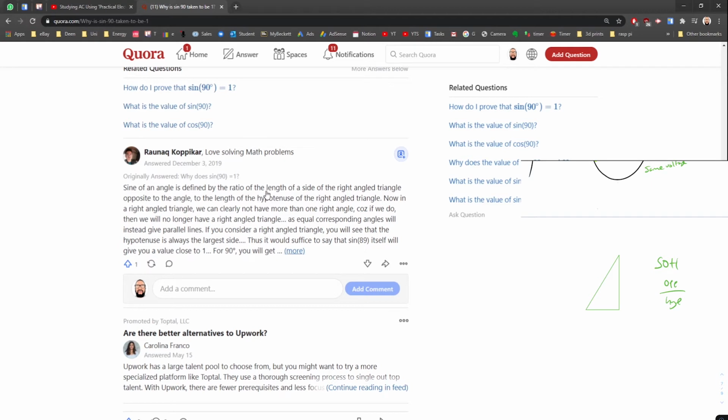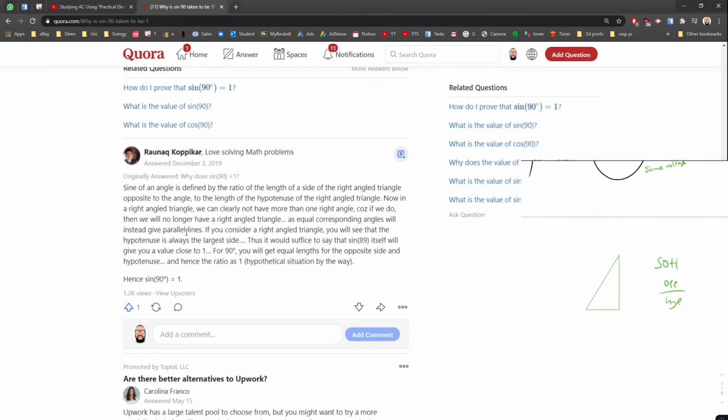Sine of an angle is defined by the ratio of the length of a side of the right angle triangle opposite to the angle to the length of the hypotenuse of the right angle triangle. Now, in a right angle triangle, we can clearly not have more than one right angle, because if we do, then we will no longer have a right angle triangle, as equal corresponding angles will instead give parallel lines. If you consider a right angle triangle, you will see that the hypotenuse is always the largest side, obviously. Thus, it would suffice to say that sine 89 degrees itself will give you a value close to 1. That was a big jump there, mate. Where, how, what?